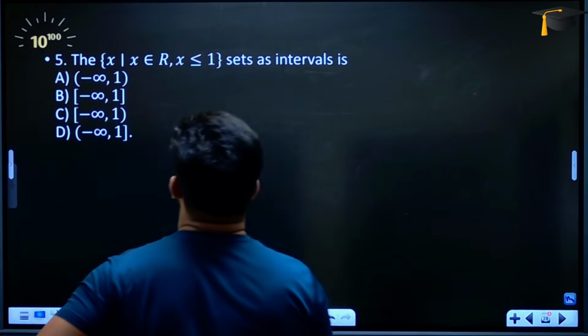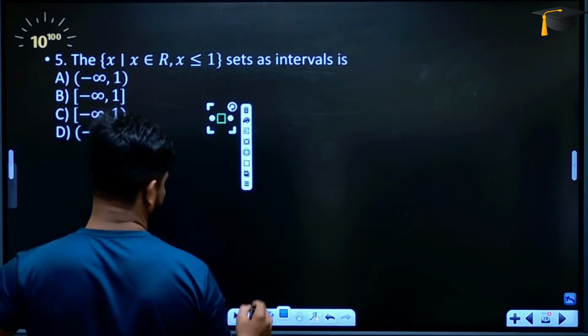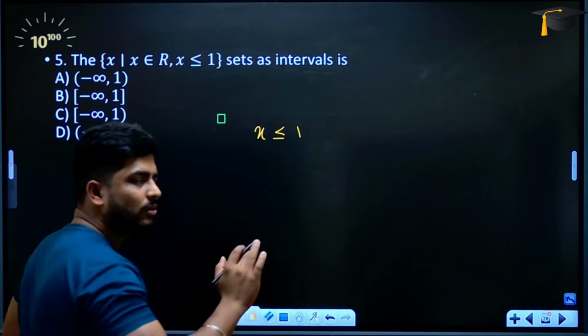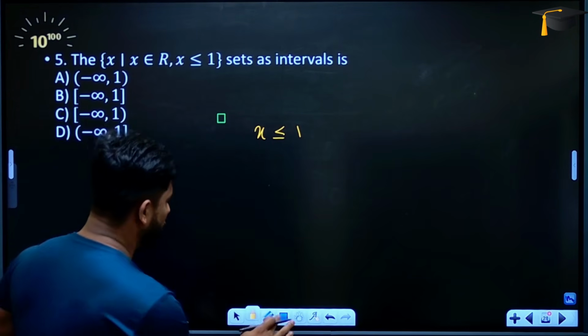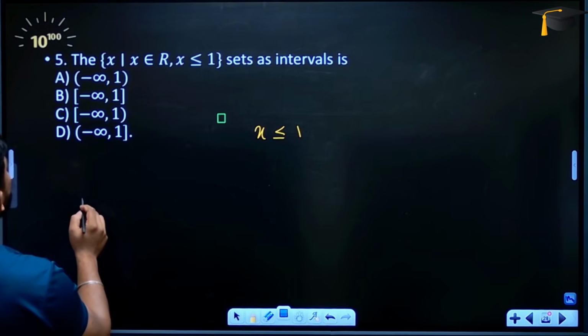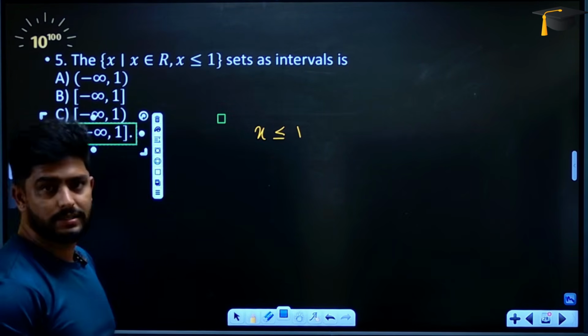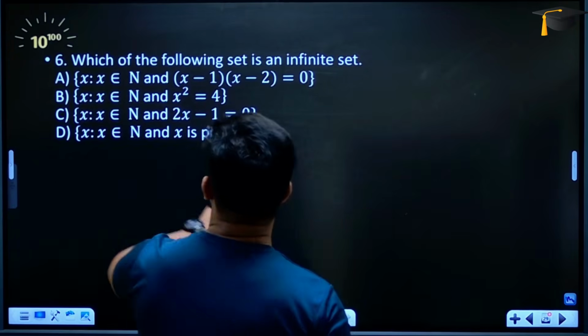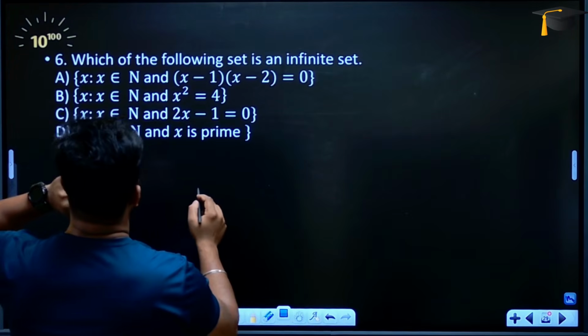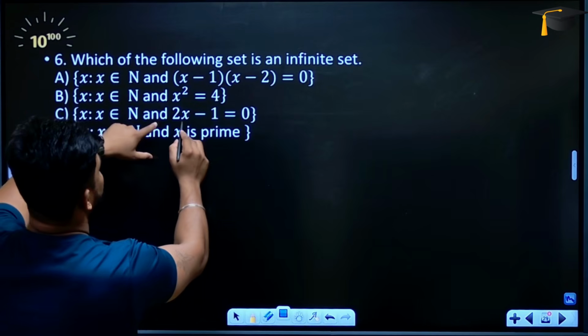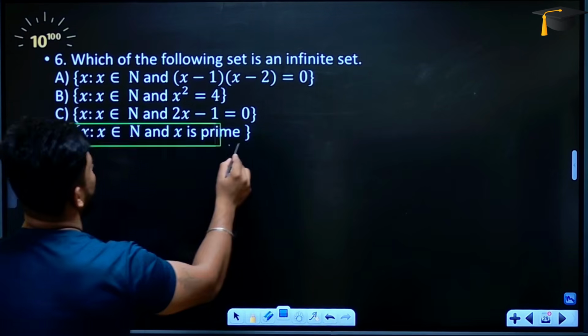Next, once again x, so x less than or equal to 1. x less than or equal to 1 means 1 or less than 1. So 1 or less than 1 is nothing but option D, right? Yes, option D is the right answer. Next, which is an infinite set? Here two answers come in the quadratic equation, and here one answer comes.